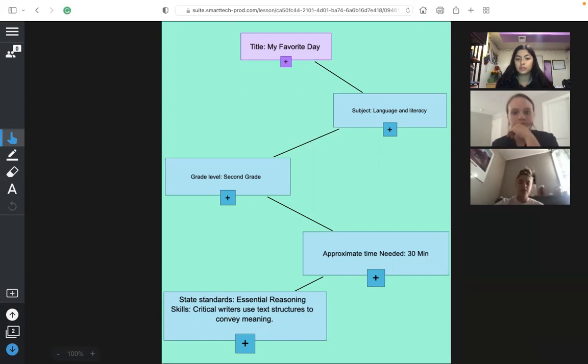The approximate time that we said we needed for this activity was 30 minutes because although kids have kind of a short attention span, we included multiple activities for them to do for this lesson plan. And then the state standards criteria: writers use text structures to convey meaning to their work.